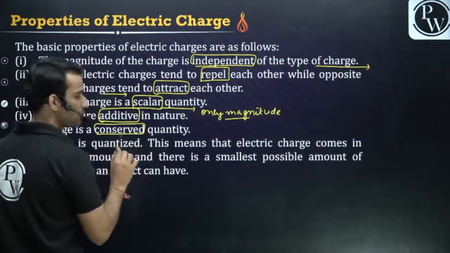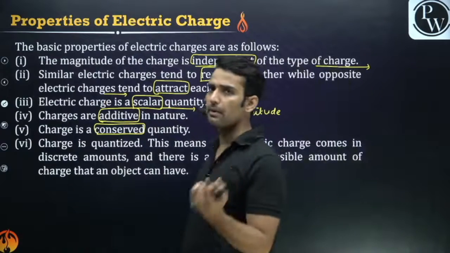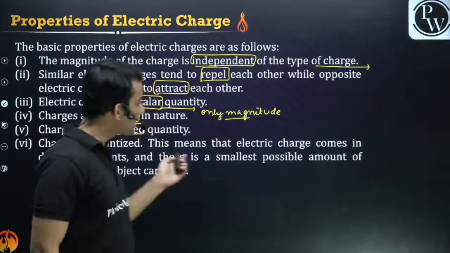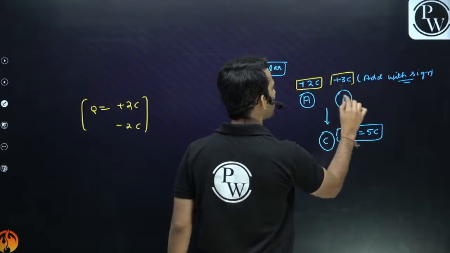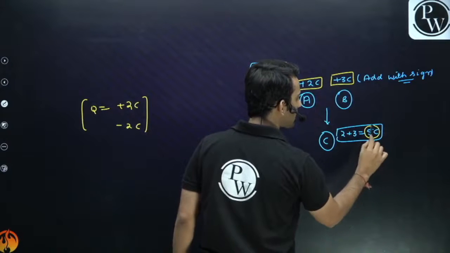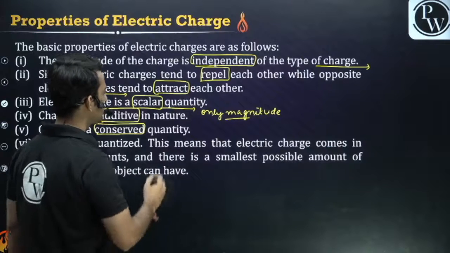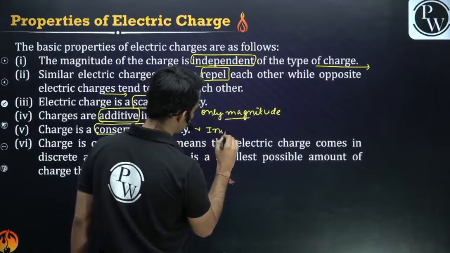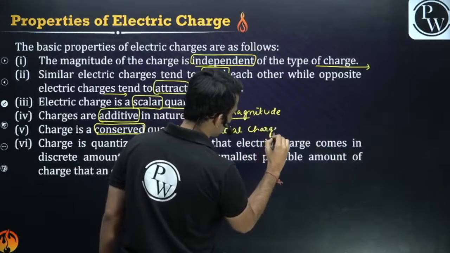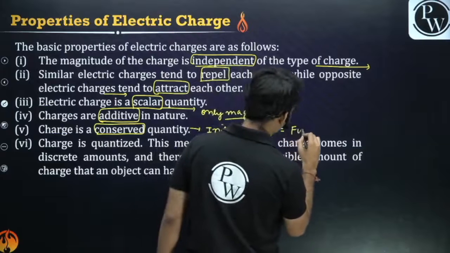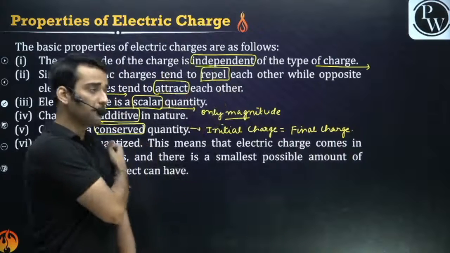Guys, conservation of mass you have read. Mass is neither created nor destroyed. Like energy, energy can neither be created nor be destroyed. Similarly, charge is also conserved. You can see if I have combined two charges, 2 and 3 coulomb, the resultant is 5 coulomb. So charge is conserved, na? Initial charge is equal to final charge. So conservation means initial charge is equal to final charge. Like initial mass equals final mass, we have initial charge equal to the final charge, guys.